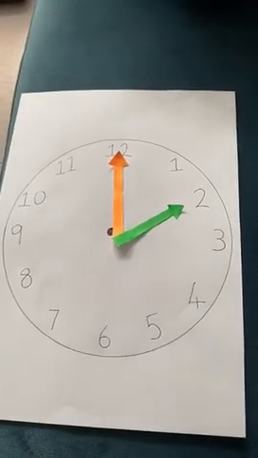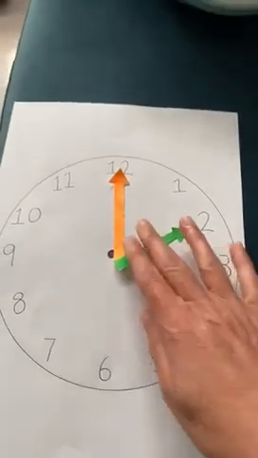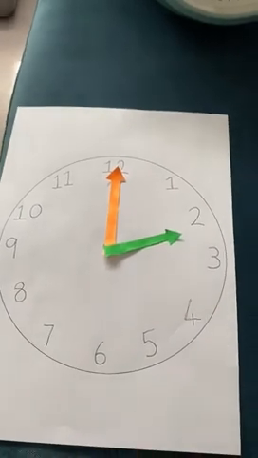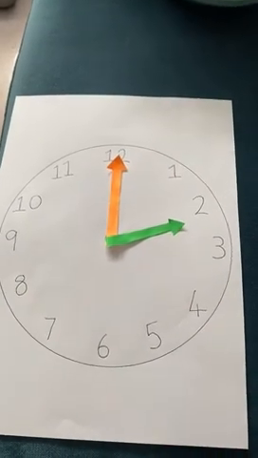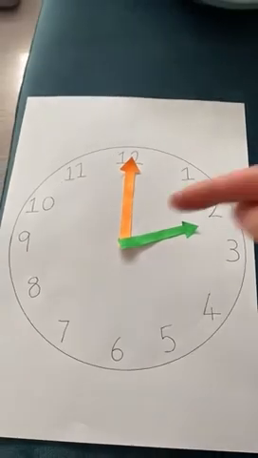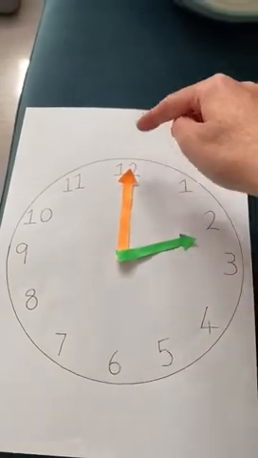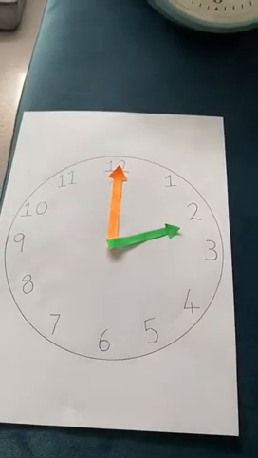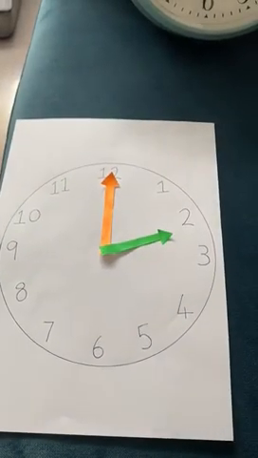So maybe you could have a go at making your own time hands and a clock, and have a go at making the time. Maybe you could try 10 o'clock or 4 o'clock. Just remember that long minute hand must always be at the top on number 12 to say o'clock. So that's 2 o'clock.